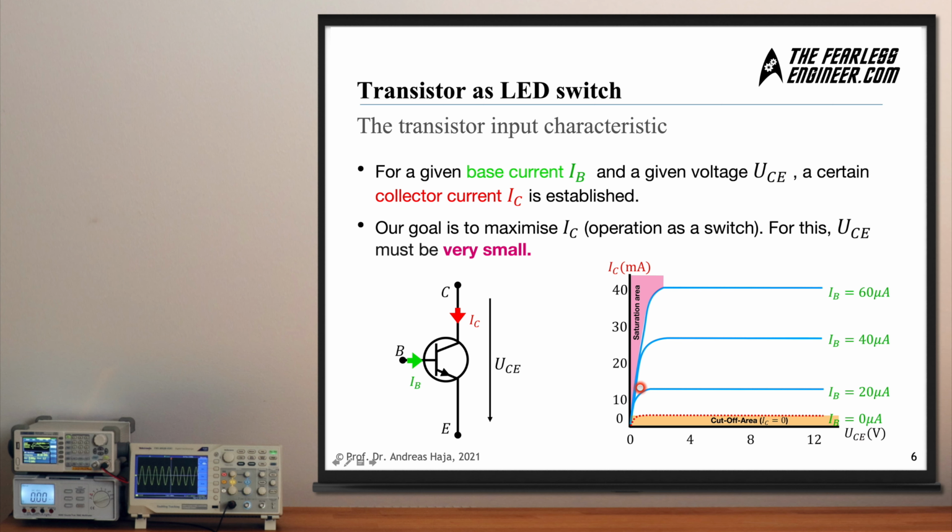And what we want to do is we want to get in this area here where we have this steep increase, because we want to switch off the transistor when the base current is below a certain threshold, when it's 0, and we want to switch it on to maximum current flow as soon as we have this base current flow.